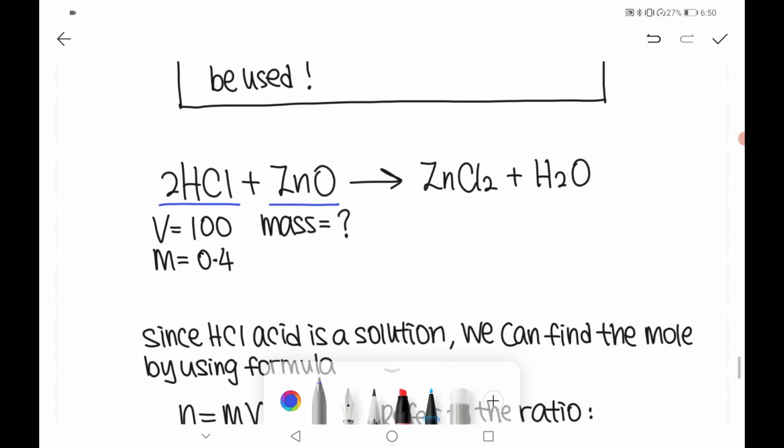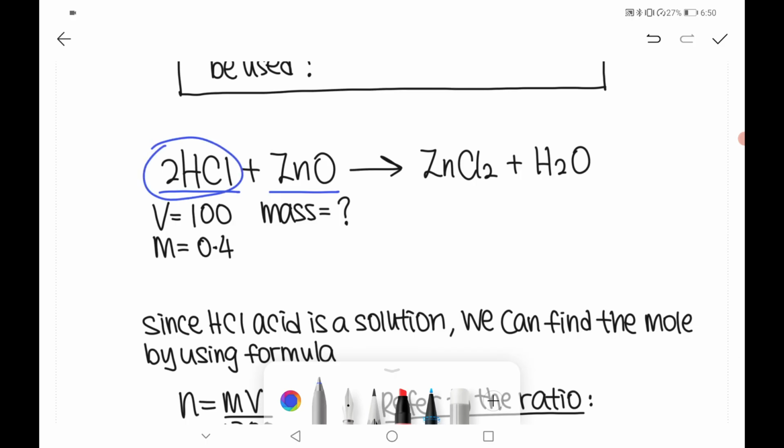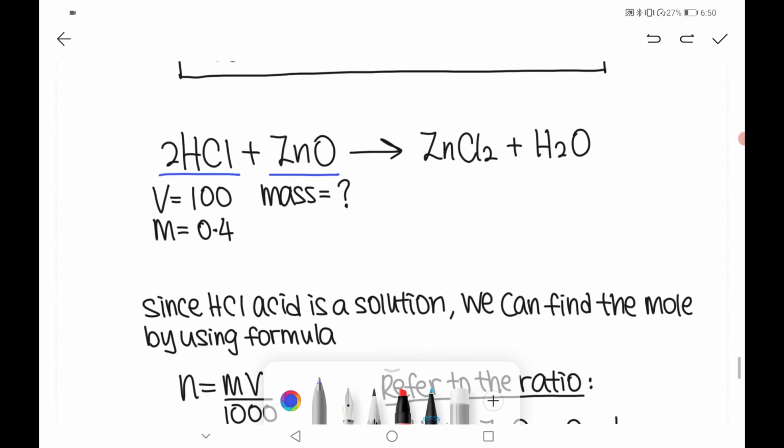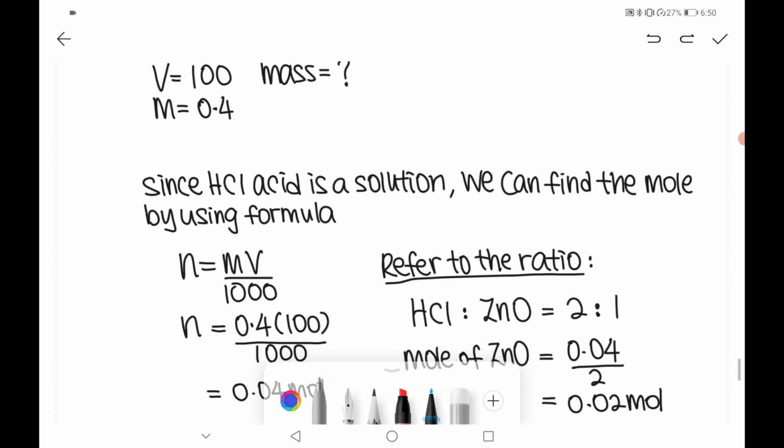Okay, so how to find the mole? For the hydrochloric acid, you are given the volume and you are given the molarity. When you are given volume and molarity, you can use the formula n = MV/1000. Why can we use this formula? Because we know the acid is a solution. To find the mole of a solution, we can always use n = MV/1000.